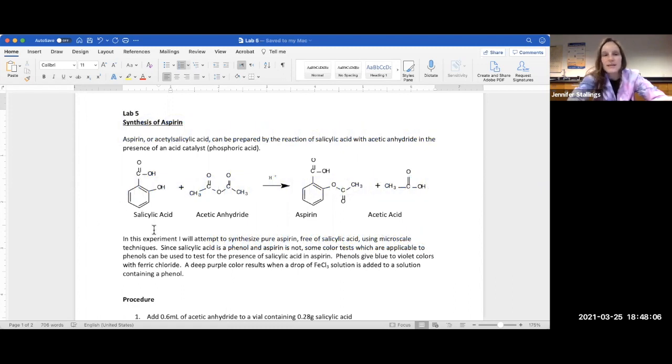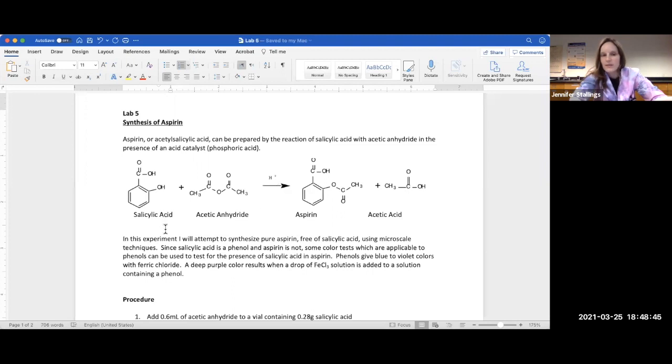So I'm going to be taking salicylic acid and acetic anhydride, which I have to have in the fume hood because it's a very strong chemical. I'm going to be combining some salicylic acid powder with acetic anhydride, and I'm going to be using an acid catalyst. I don't think you've gone over catalysts yet in lecture, but a catalyst is something that speeds up a reaction. I'm going to be using phosphoric acid, which is a really strong acid, and that's going to be my acid catalyst in this experiment. It's denoted as an H+ here above the arrow.